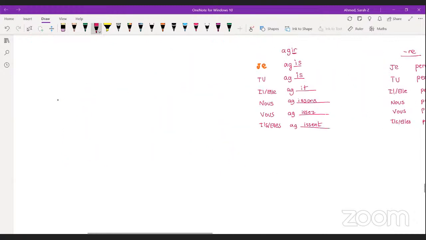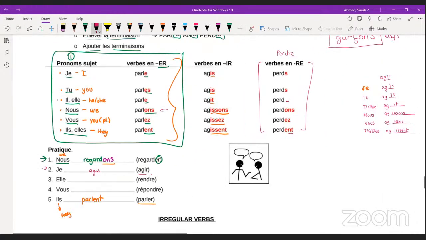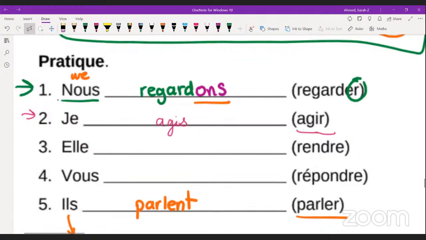Now let's see if you can do the last two examples. For number 3, we have the verb rendre. In the chat, do you want to put how you would conjugate it? Then how would you write the verb?